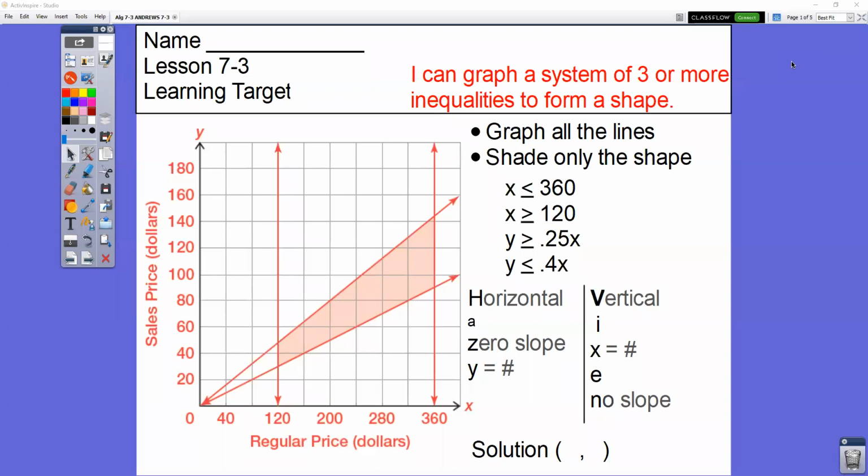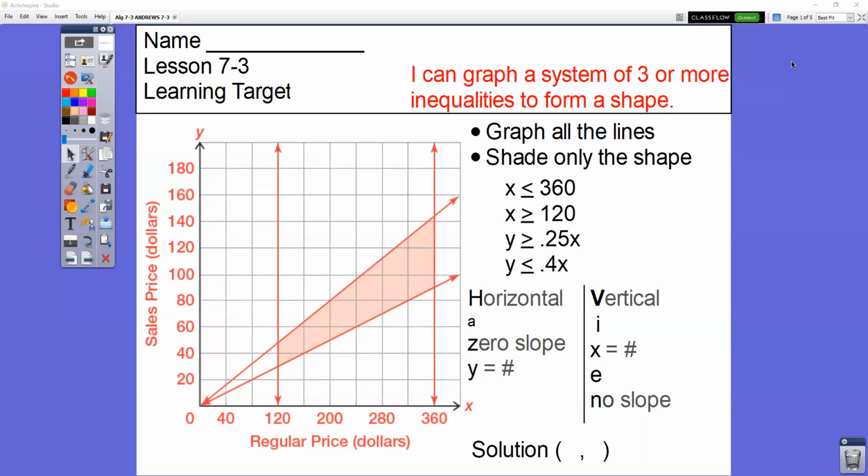This is the lesson for 7-3. What you're doing today is graphing not only one, not only two, but a system of three or more inequalities on the same graph at the same time. Instead of solving systems and looking for the double shaded area, in this question, for example, we're looking for the quadruple shaded area.